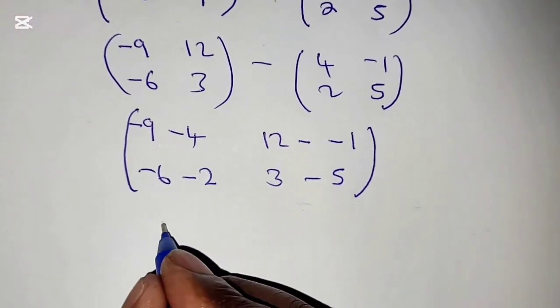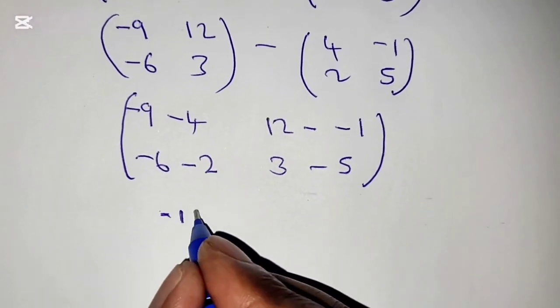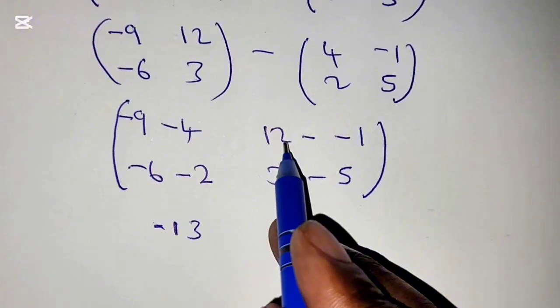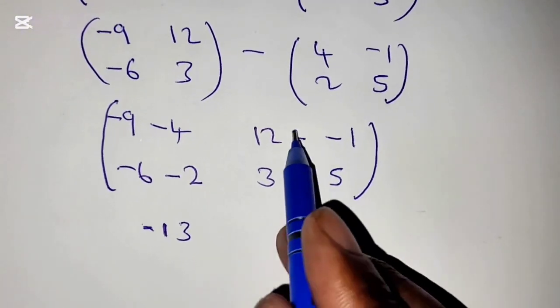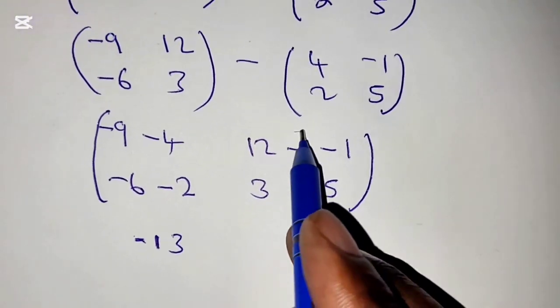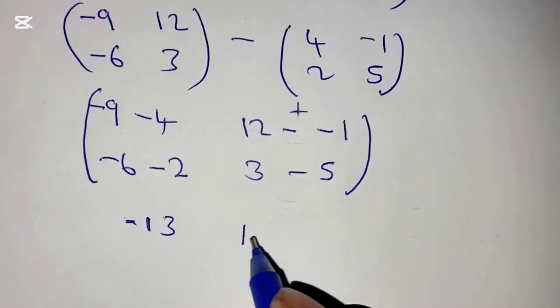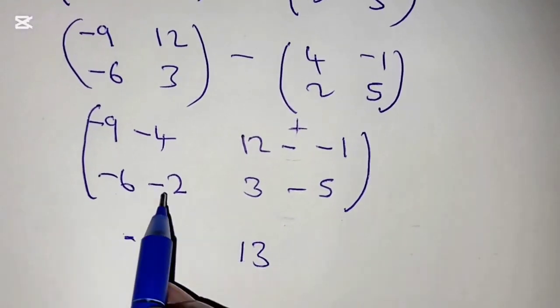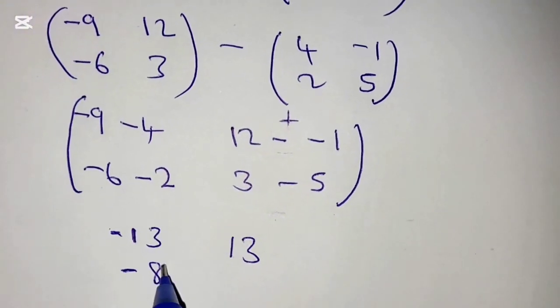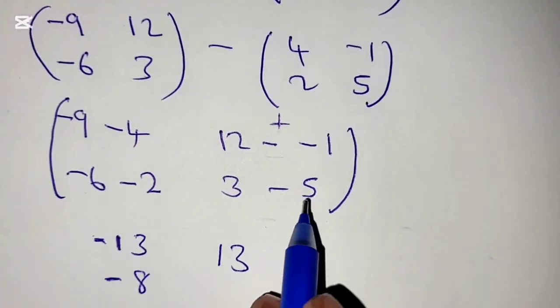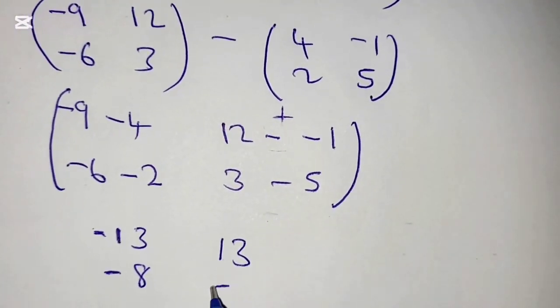So -9 minus 4 is -13. 12 minus -1: the minus and the minus make a plus, so 12 plus 1 gives 13. -6 minus 2 is -8. 3 minus 5 is -2.